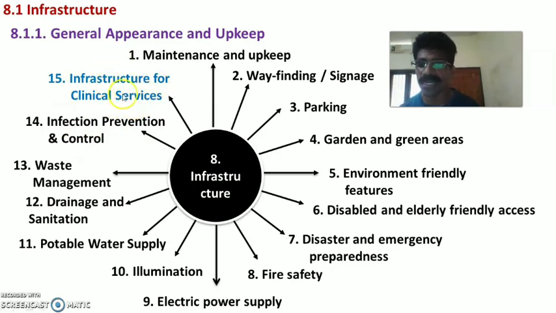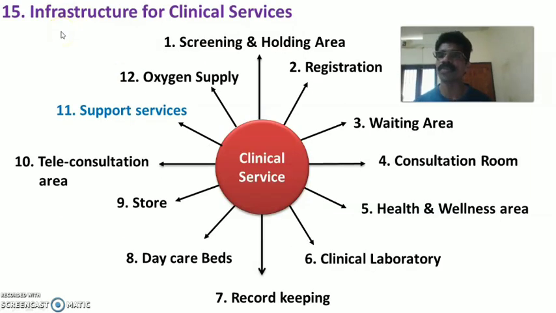So we have to explain again what are the infrastructure necessary to render the clinical services or patient care services, outpatient services in the sub-center. So you can list down all this infrastructure comes under general appearance and upkeep. So there are 15 different areas are covered under general appearance and upkeep of sub-health center under IPHS 2022. Then the 15th point is infrastructure for clinical services.